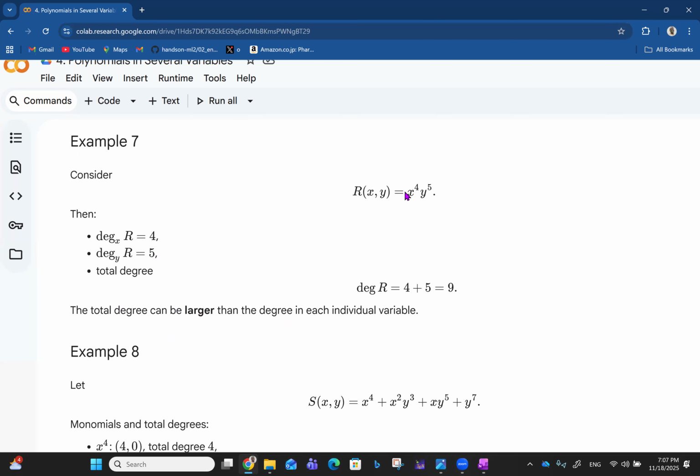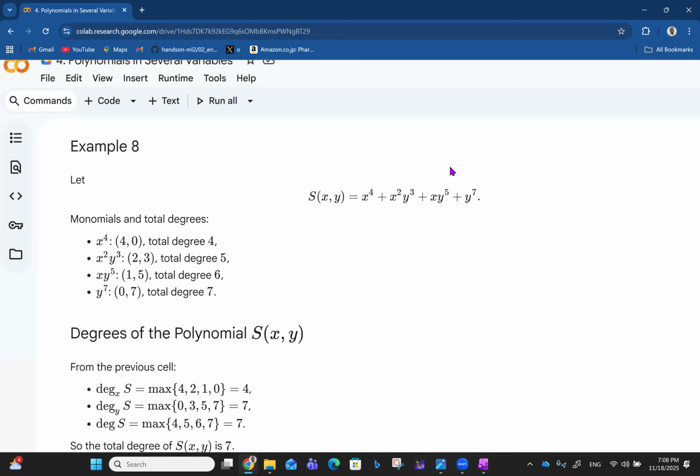So example 8 now. Let s of x comma y be x raised to power 4 plus x raised to power 2 y raised to power 3 plus x y raised to power 5 plus y raised to power 7. So for the first monomial, the power of x is 4, the power of y is 0 because y is not there. So that's total degree of 4. x squared y cubed, that's 2 for x and 3 for y. Total degree is 5. Then x power is 1, y is 5. Total degree is 6. Then x is 0, y is 7. Total degree is 7.